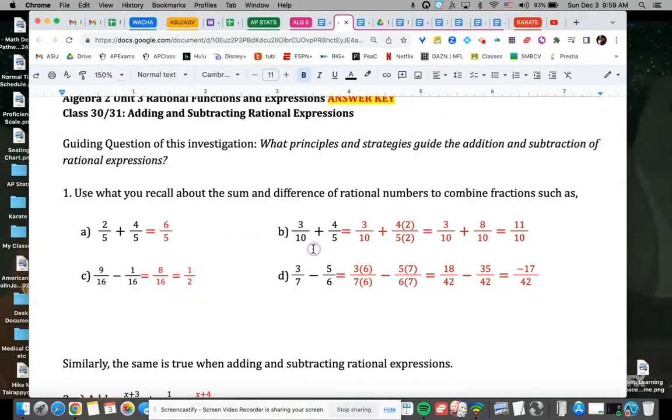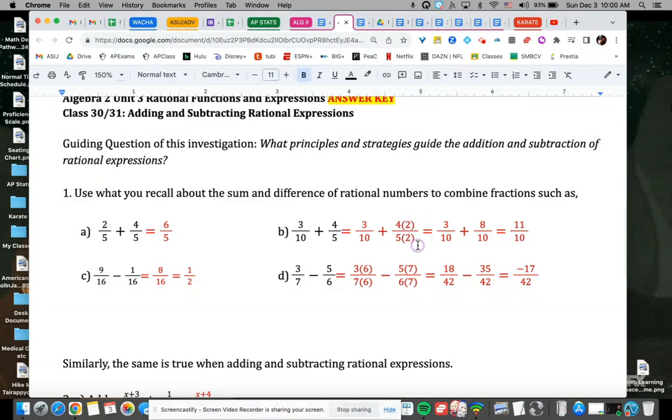Now this next one, part B, you can see that we do not have a common denominator. We have a 10 and a 5, so I have to make those common. I'm going to leave the 3/10 the way it is, and change the 5 into a 10 by multiplying by 2. If you multiply the bottom by 2, you have to multiply the top by 2 as well to keep it even. So 2 over 2 is just 1, right? It's like multiplying by 1. You're not really changing the value of it, you're just changing the form of it so you can combine it.